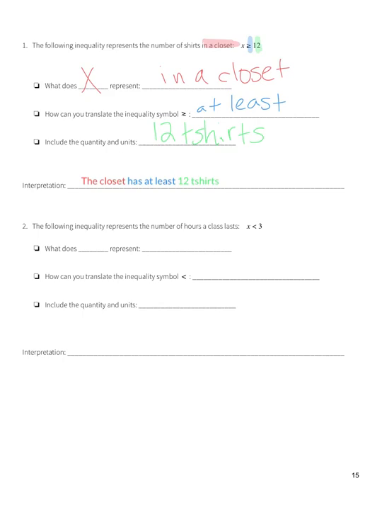Okay, so again, we're looking at this inequality. We break it up. What is the variable? What does the inequality symbol represent? And what does the number represent in units? T-shirts. The closet has at least 12 t-shirts. Okay, try the next one.